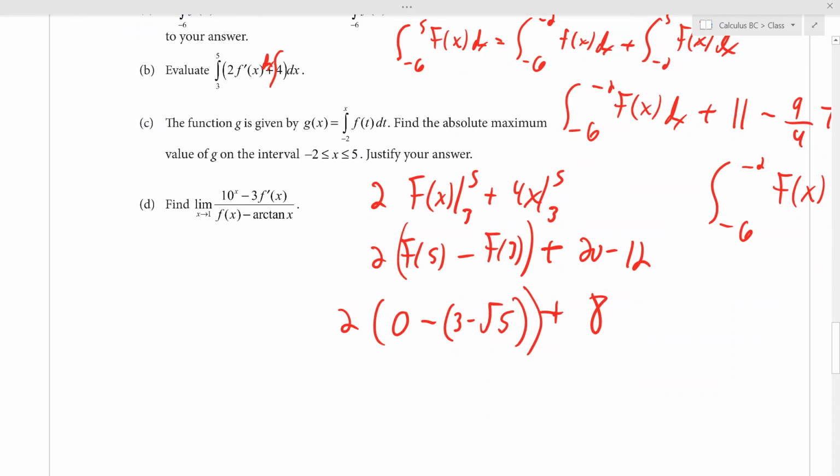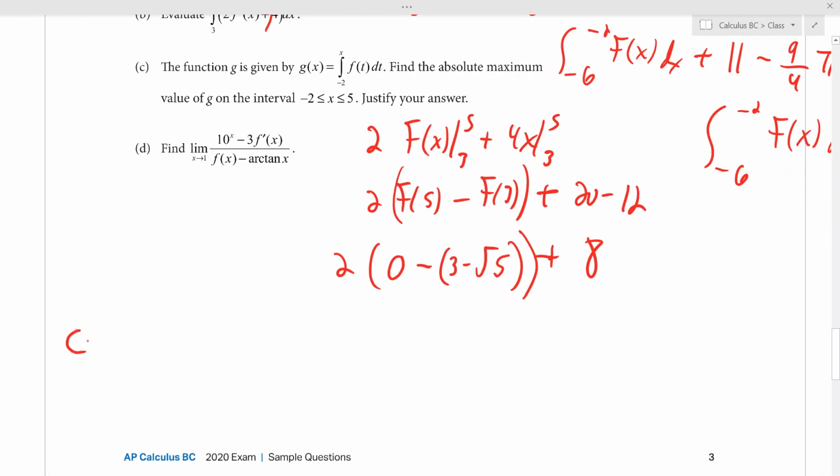So remember, to find the absolute max of any function, so this is part C, the first thing you got to show is I need to know where the derivative is 0. You also need to show, and you can do it all in one sentence here, that you know G prime is f. If G is the integral of f, then G prime is f.